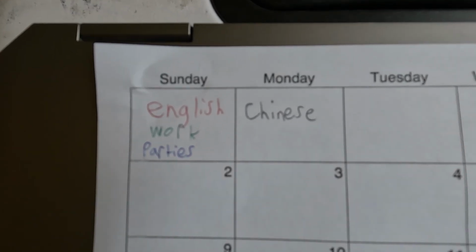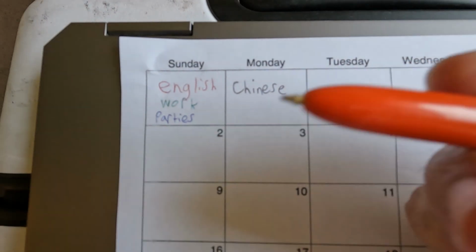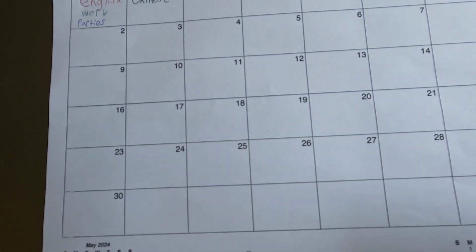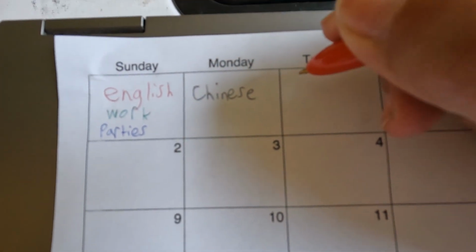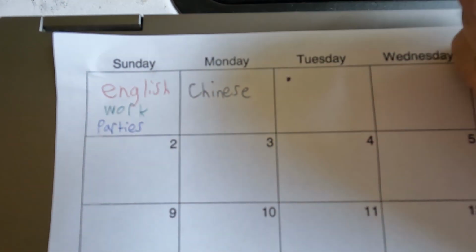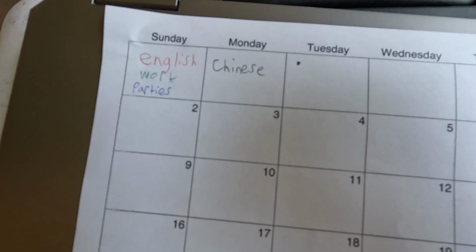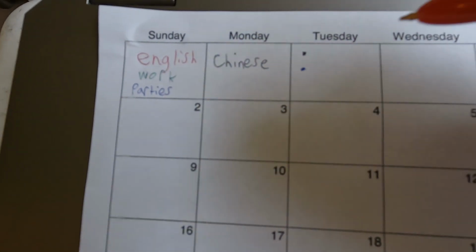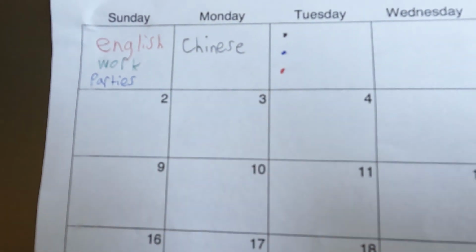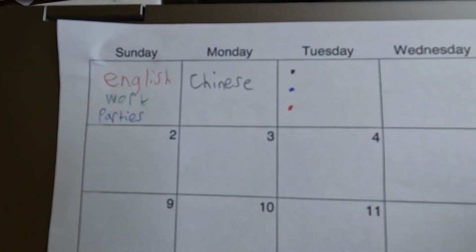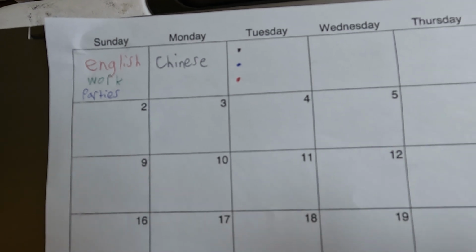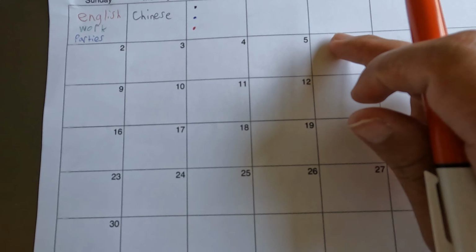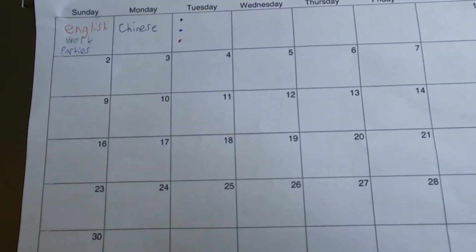Okay? Now, when we use these colors with the pen, instead of writing Chinese, English, work, and so on all over here, we're just going to use a dot system. Like, okay, this is the black dot for Chinese. This is the blue dot for work. And this is the red dot for English, or whatever your color scheme is, okay? That's going to help you keep everything nice and neat and organized on your calendar, because usually the spaces are pretty small, as you can see.